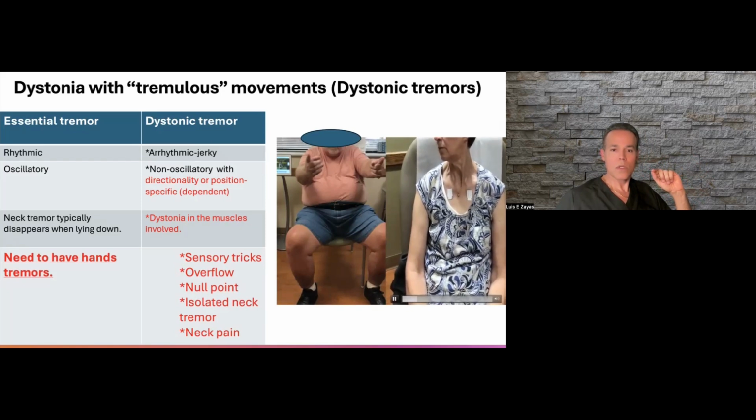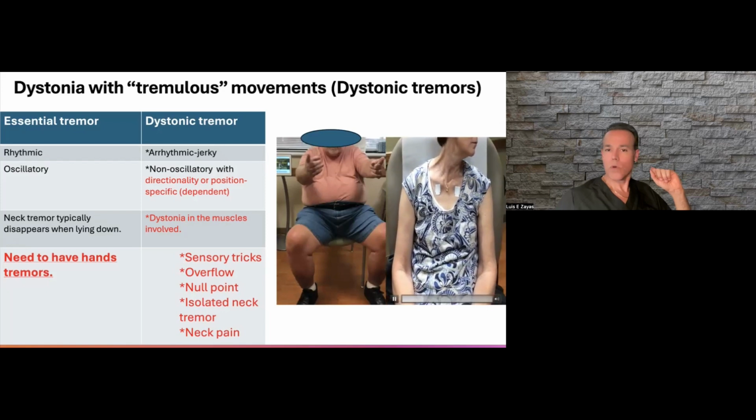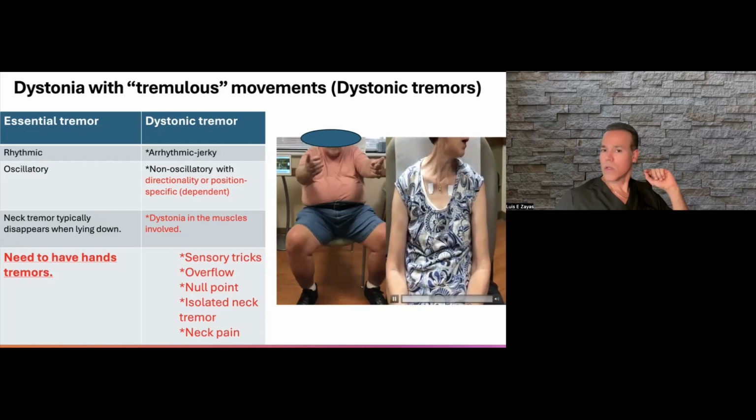Turn the head to the left. Look at what she said, and the tremors almost stop. Almost stop. It's a classic. That's a null point. We call that the null point.